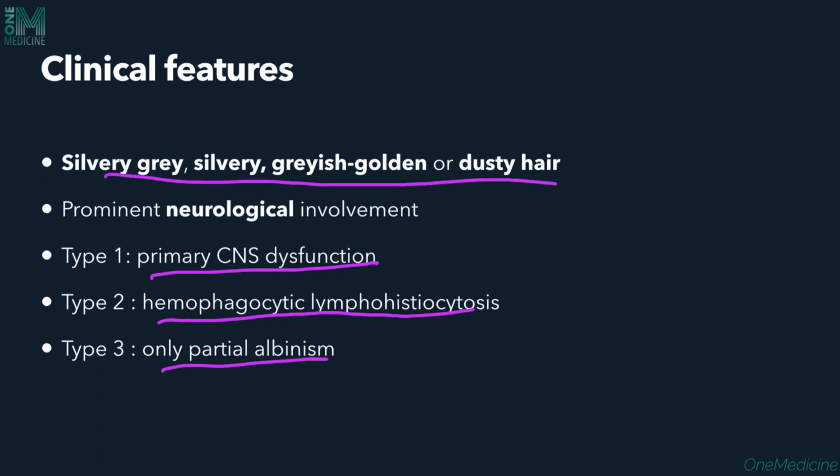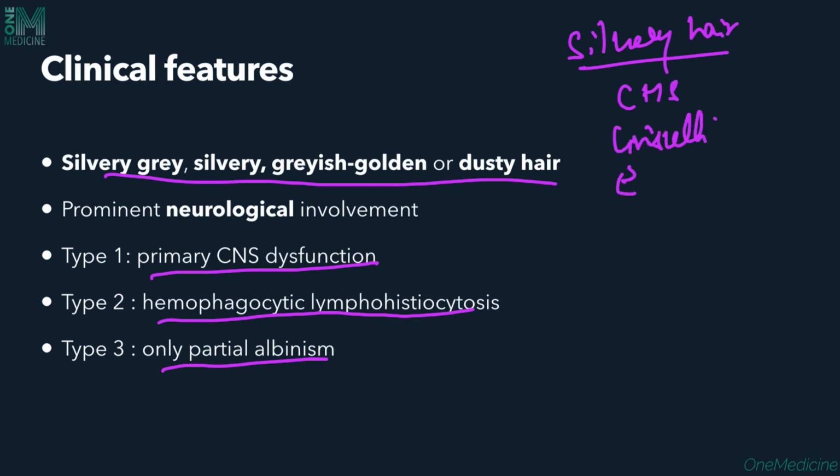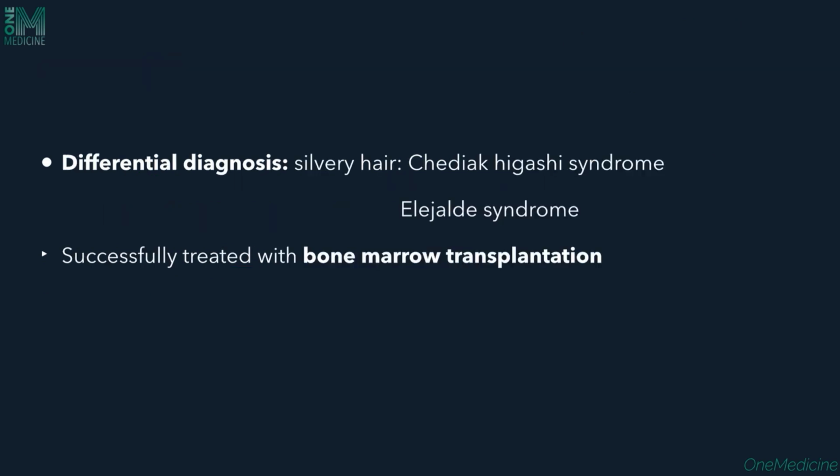Silvery grey or silvery golden hair would be present. There are three silvery hair syndromes here. We have Chediak Higashi syndrome, then Griscelli syndrome, then Elejalde syndrome, which presents with silvery hair. Differential diagnosis would be Chediak Higashi and Elejalde syndrome, treated with bone marrow transplantation.